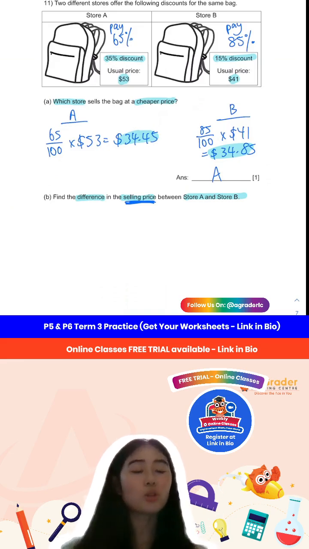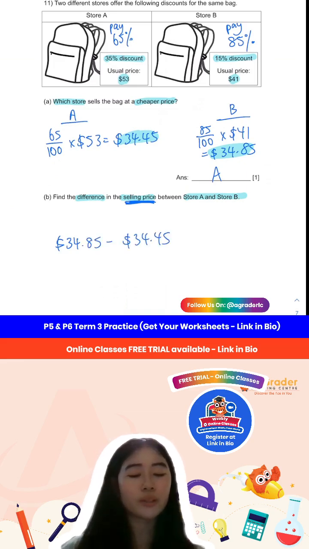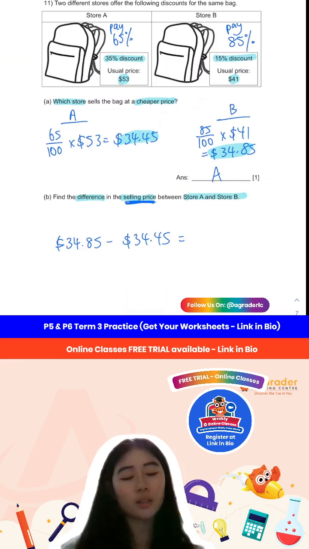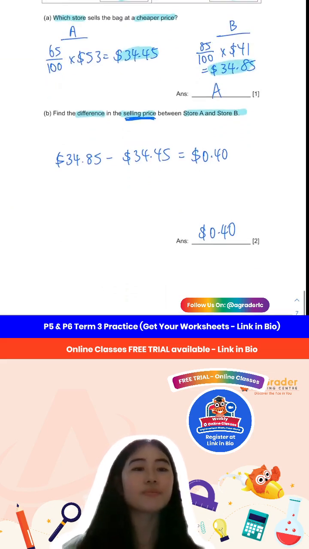Okay, so Wong's and Octopus says the answer is 40 cents. Yeah, that's correct. So for part B, you just need to use 34.85 minus 34.45. So you're comparing the difference in their selling price. You get 40 cents. Okay, so that's the answer, 40 cents. Yeah, Supernova, that's correct.